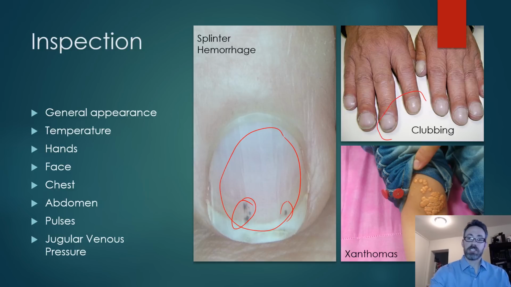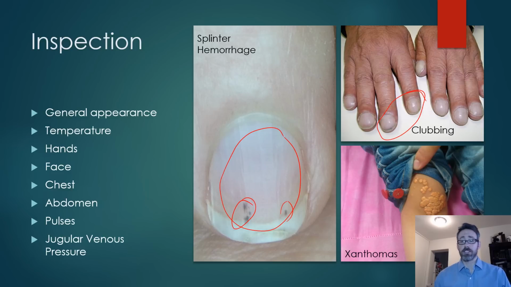At the hands, you might see clubbing if, say, the person had chronic hypoxia. Maybe they have a lung disorder, or maybe they've been shunting for a very long time, and you might see this type of presentation where the tips of the fingers actually become enlarged, and we refer to that as clubbing.